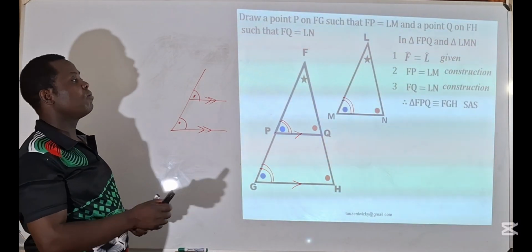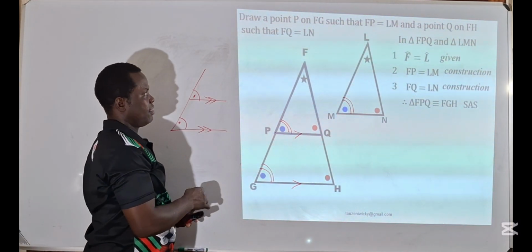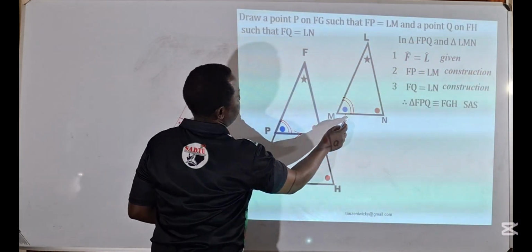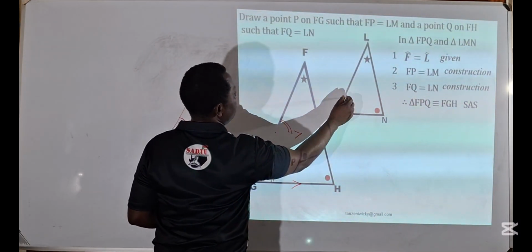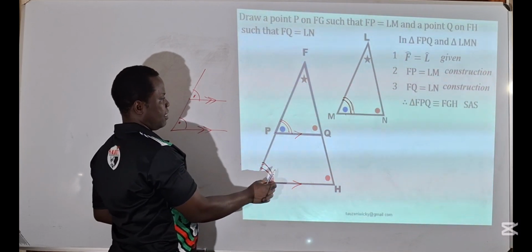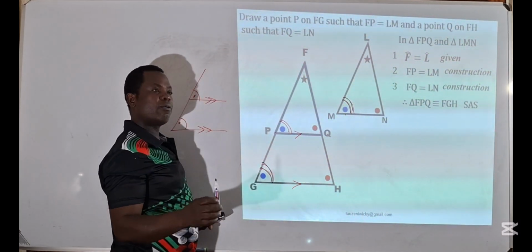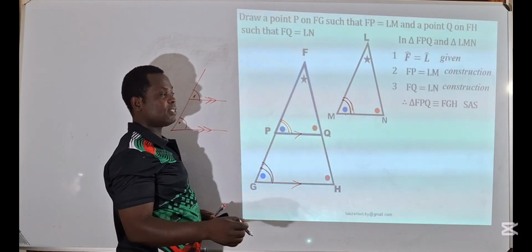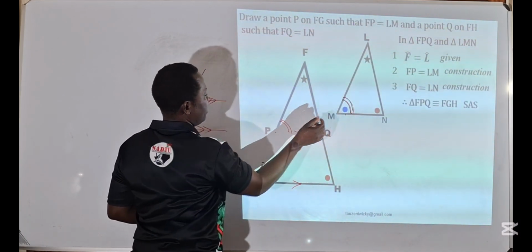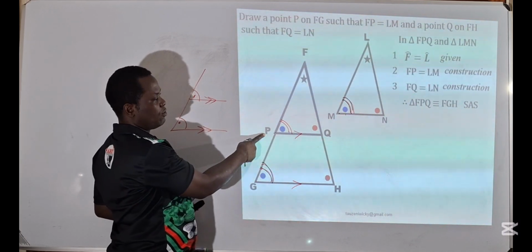So those are the conclusions that come. Let's quickly go through that again. We have the angle at point M that we are given is equal to the angle at point G. Then after proving that this triangle and this one are congruent to each other, it follows that this angle and this one, the angle M and angle P, are equal to each other.